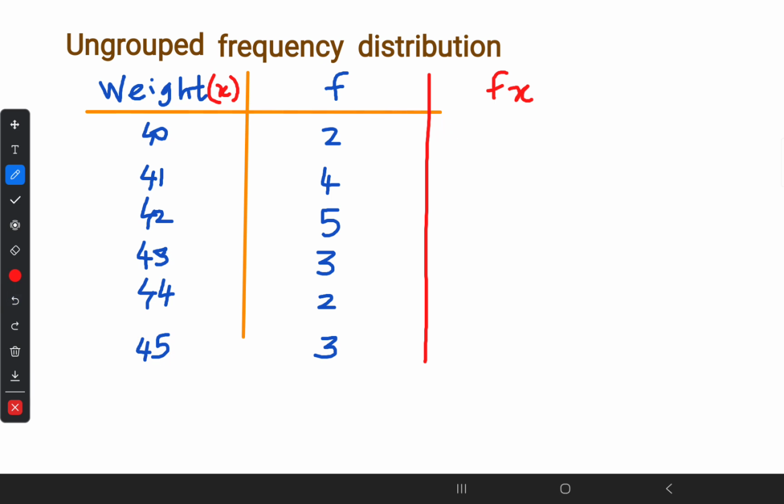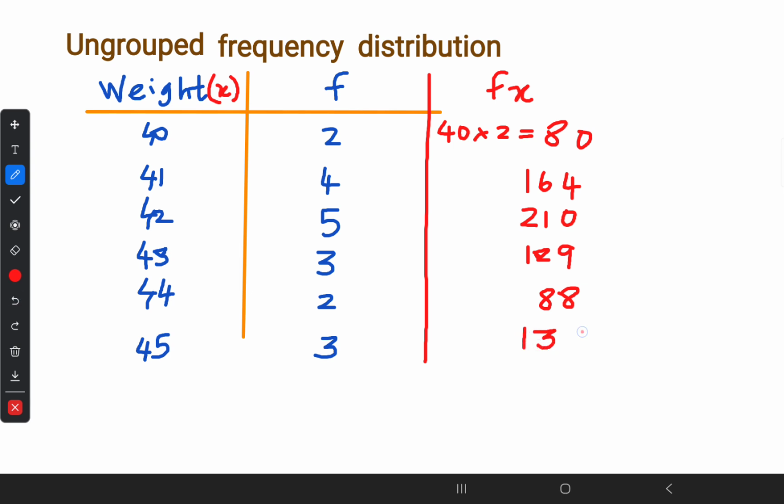So 40 multiplied with 2, that is 80. 41 multiplied with 4, that would be 164. 42 multiplied with 5, that is 210. And 43 multiplied with 3, that is 129. And 44 multiplied by 2, that would be 88. Then 45 multiplied by 3, that is 90. Oh, sorry, not 90. It is 135.